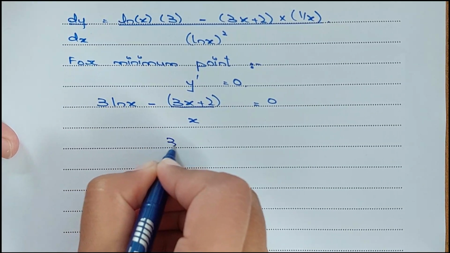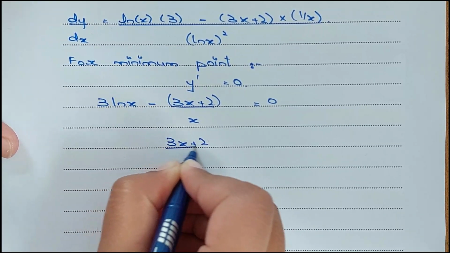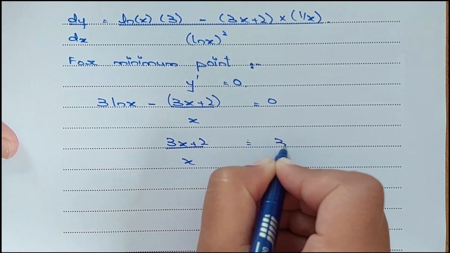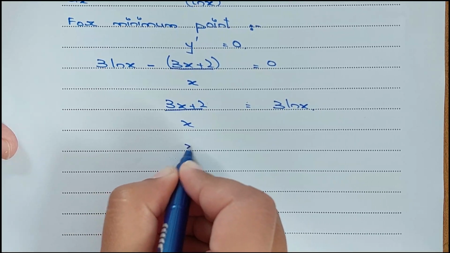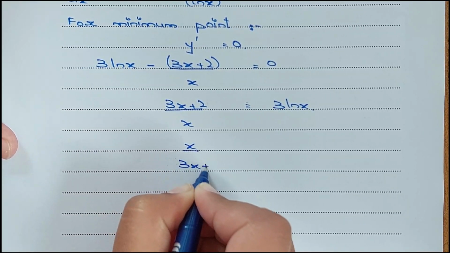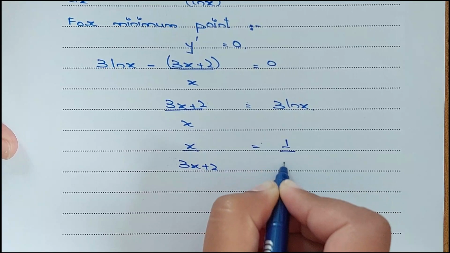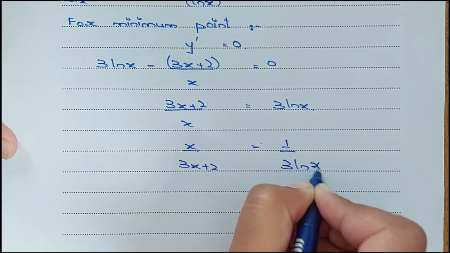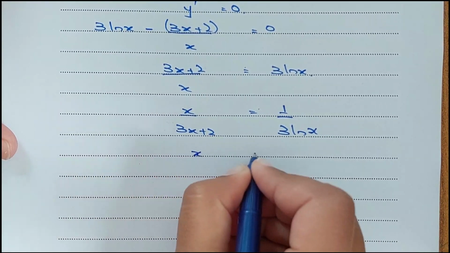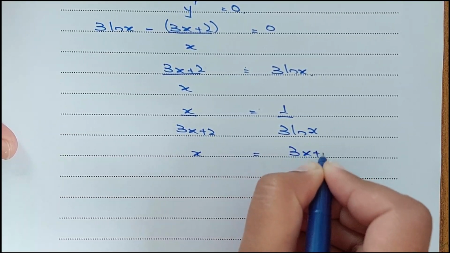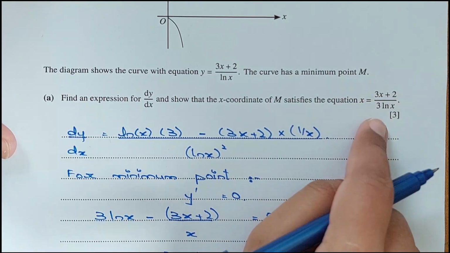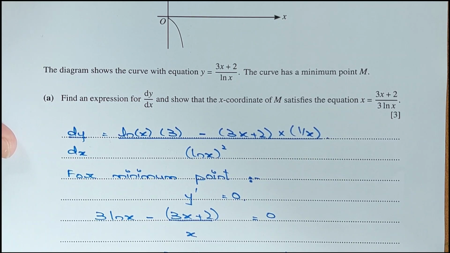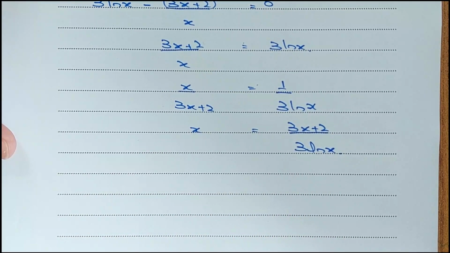So here we can say 3x plus 2 over x is 3 ln x. Okay, so taking reciprocal on both sides, x over 3x plus 2 is 1 over 3 ln x, right? And x is equal to 3x plus 2 over 3 ln x, right? You can see x is 3x plus 2 over 3 ln of x. So the x coordinate of M satisfies this equation.